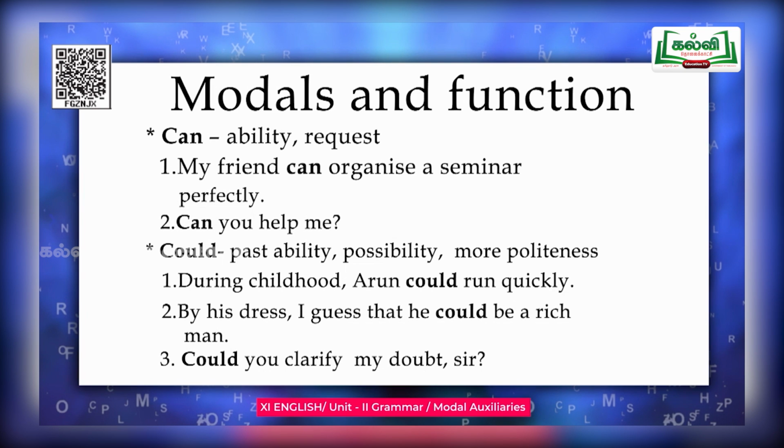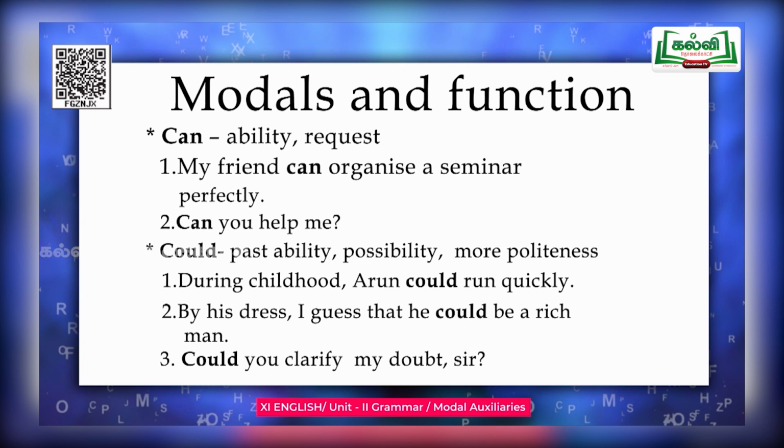In this example, I have told you about Arun. When Arun was a small boy, he had the habit of going here and there. He was very active. That's why he could run quickly. Now Arun may be an old man, or Arun may be not very young. That's why he may not be able to run very quickly. That's why I told you, during childhood, the word childhood talks about Arun's past time. So past time is mentioned, Arun's past ability is also mentioned. That's why in the example, one can find the use of the word could.